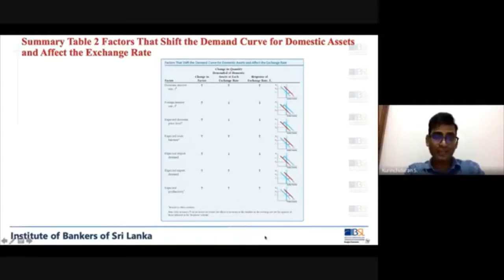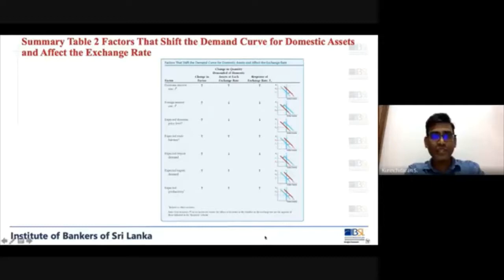And second, the foreign interest rate, referred to by IF. As we saw earlier, when the foreign interest rate increases, people will move towards the foreign country for investment. So demand for domestic assets will decline. That means the exchange rate will decline. Clear?